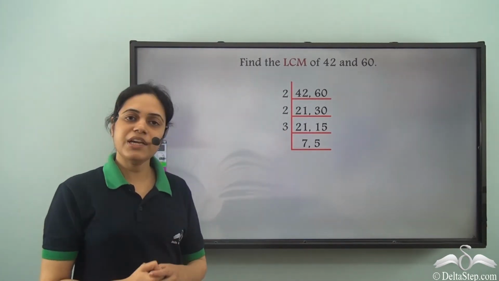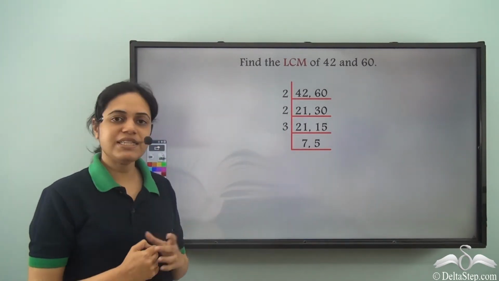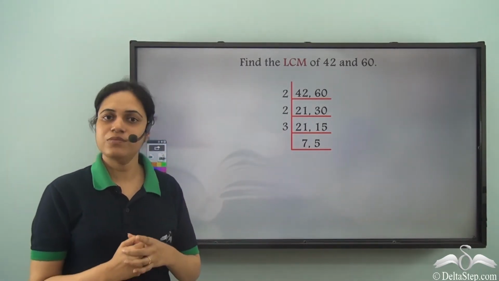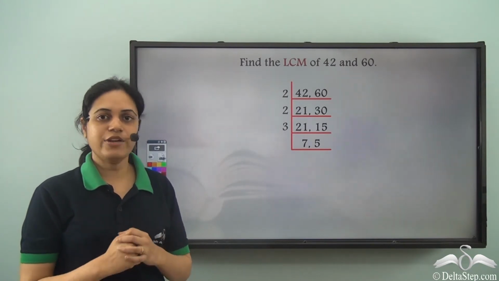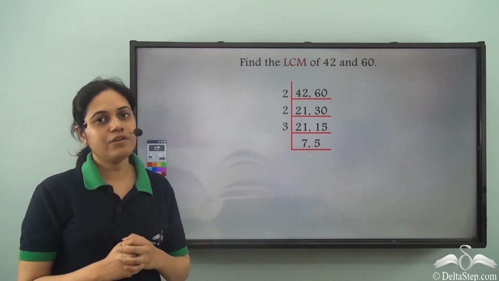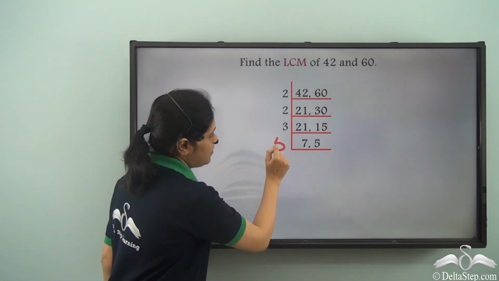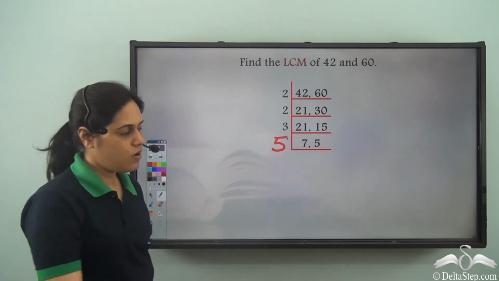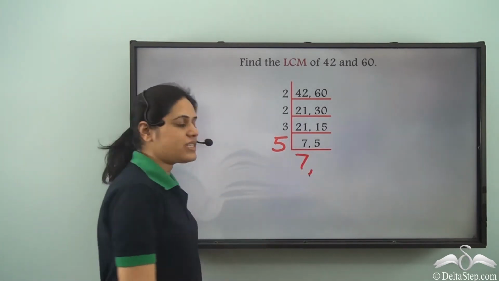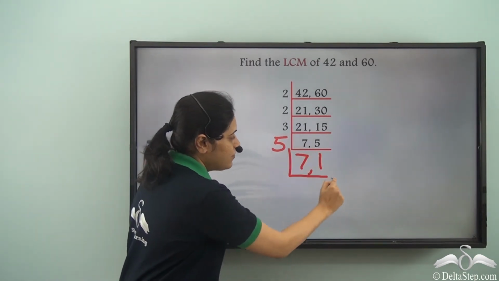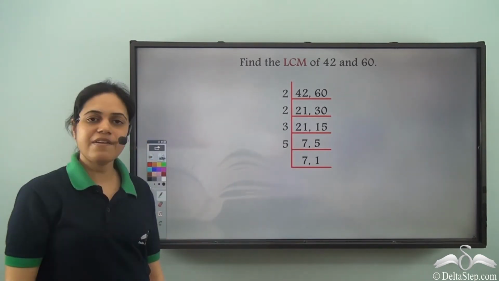Now I consider 3 again. Does 3 divide 7? No. Does 3 divide 5? No. So I don't consider 3. What is the next prime number? 5. Does 5 divide 7? No. So I will write 7 the way it is. And 5 divided by 5 is 1. So this is what I have.